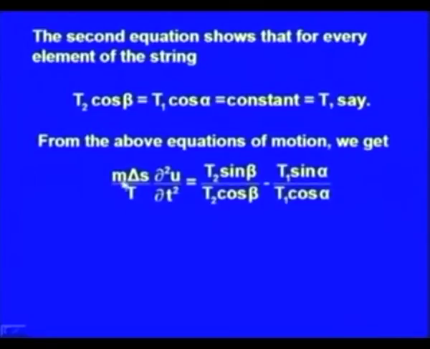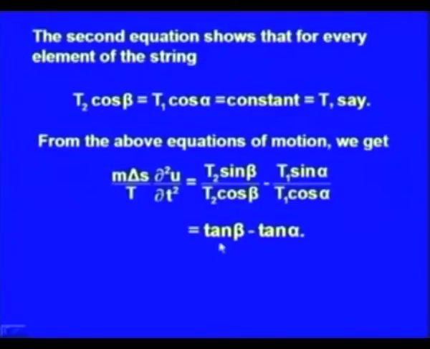From the above equations of motion, let us divide the first equation by T. Then m Δs over T into ∂²u/∂t² equal to T2 sin β over T, where we take T as T2 cos β. So, T2 sin β over T2 cos β minus T1 sin α over T, where here we take the value of T as T1 cos α. So, we have T1 sin α over T1 cos α.